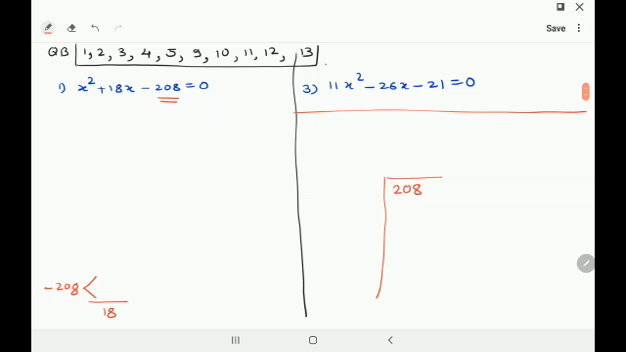So, 2 1s are 2, 2 4s are 8, 2 5s are 10, 2 2s are 4, 2 6s are 12, 2 13s are 26, and 13 1s are 13. So these are the factors. The multiplication of 13, 2, 2, that is 4 times 2, is going to give me 208. If I multiply all this, I'm going to get 208.